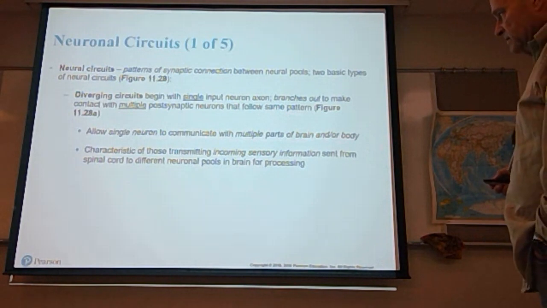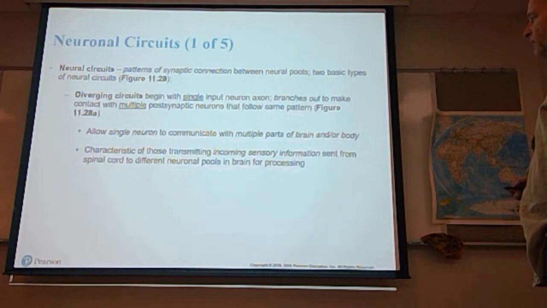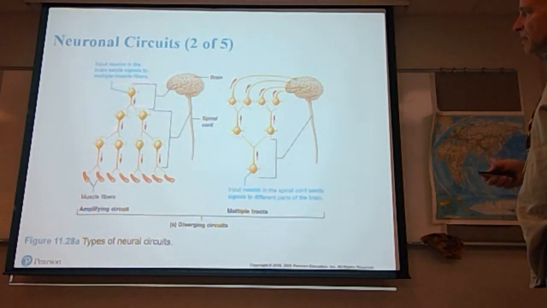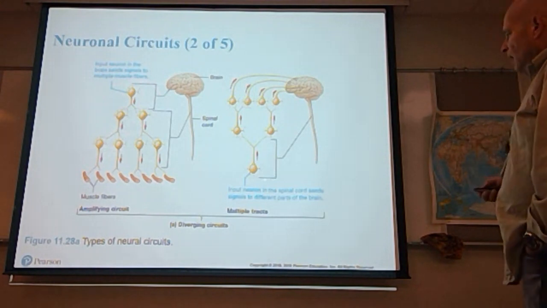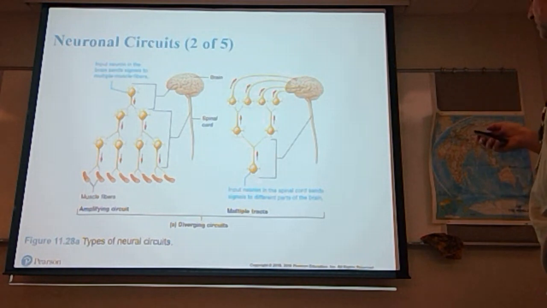In the characteristics of these, transmitting incoming sensory information is sent from the spinal cord to the different neural pools of the brain for processing. So here's the brain. Here's the input neuron of the brain, sending fibers to skeletal muscles, and you see that it's diverging. Here's one signal breaking into 2, breaking into 4, breaking into 8. That is diverging. Input neurons, again, from the spinal cord, send signals to the brain in multiple tracks. Here's one signal, again, 2 signals going to multiple different parts of the brain. So there's a neuronal circuit.